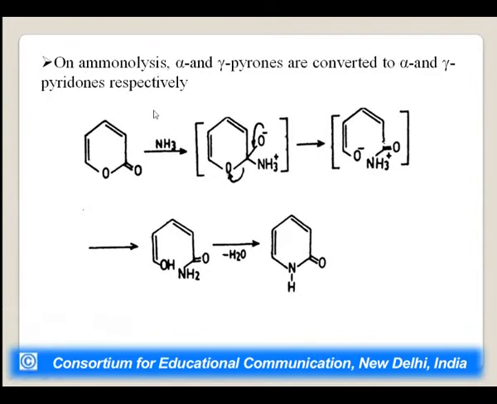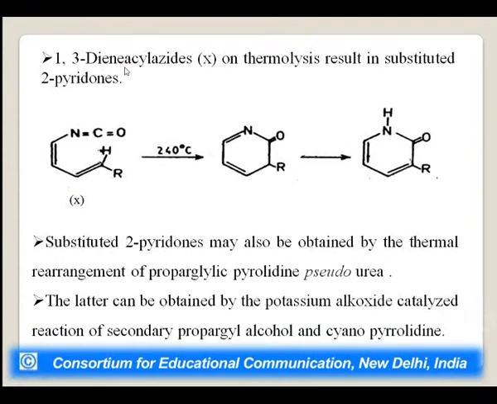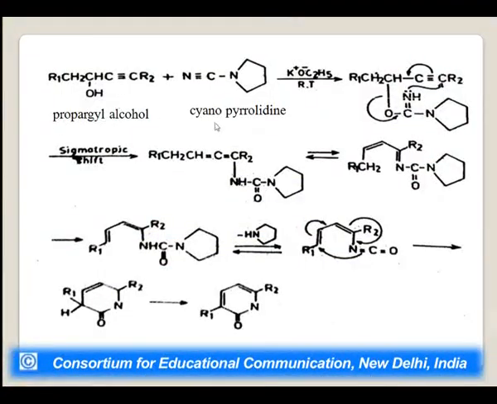On ammonolysis, what is ammonolysis? Nothing but reaction with ammonia, alpha and gamma pyrones are converted to alpha and gamma pyridones respectively. You can see how the reaction takes place. 1,3-diene cycloazides on thermolysis, it means when reacted at high temperature, result in substituted 2-pyridones. Substituted 2-pyridones, that is this kind of structure, may also be obtained by thermal rearrangement of propargyl pyrrolidine pseudourea. We will discuss in the next slide the kind of reaction, and the latter can be obtained by potassium alkoxide catalyzed reaction of secondary propargyl alcohol and cyanopyrrolidine. Here you can see this is the propargyl alcohol, this is the cyanopyrrolidine.